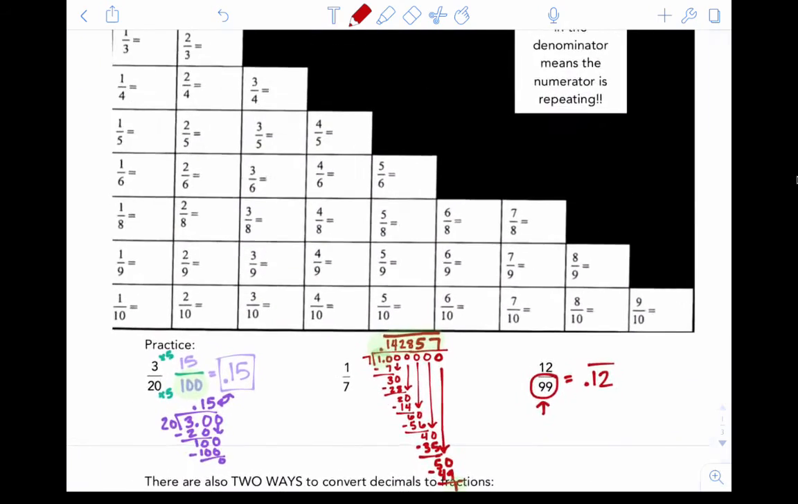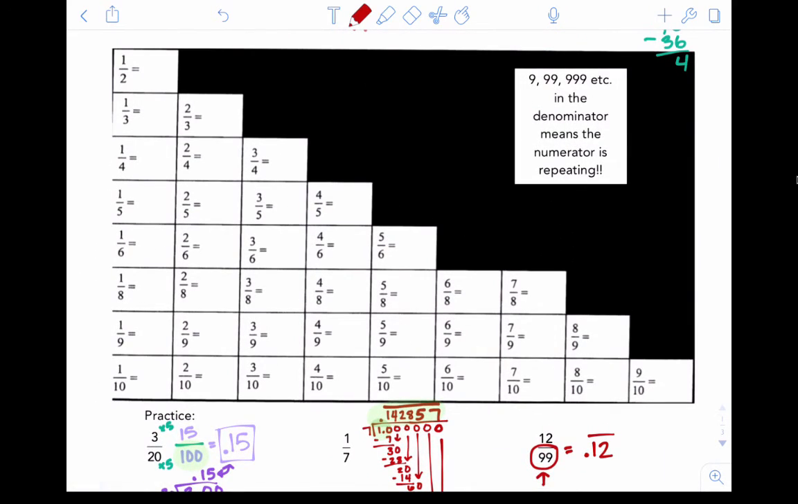Now what I need you to do is pause this video and fill out this ladder chart. The reason you're going to do this is because you're going to see these fractions a lot in the next couple of sections. They're ones that you can memorize, and if you do that, it's going to make your life a whole lot easier. So go ahead and fill this out, and then I will fill it out as well.